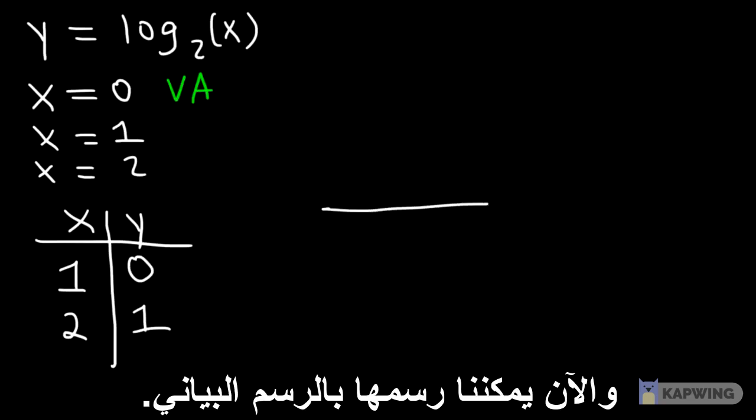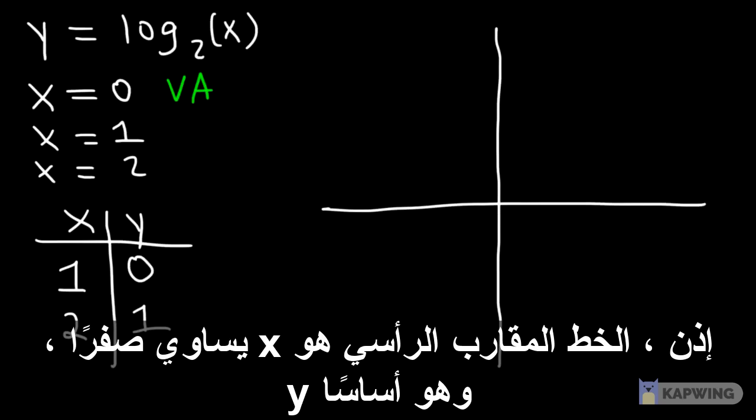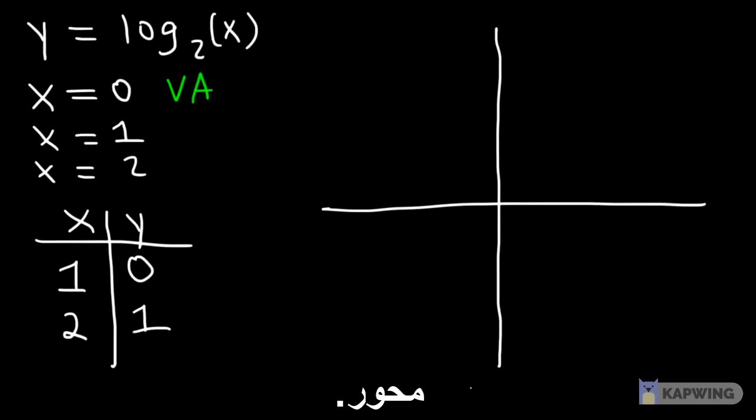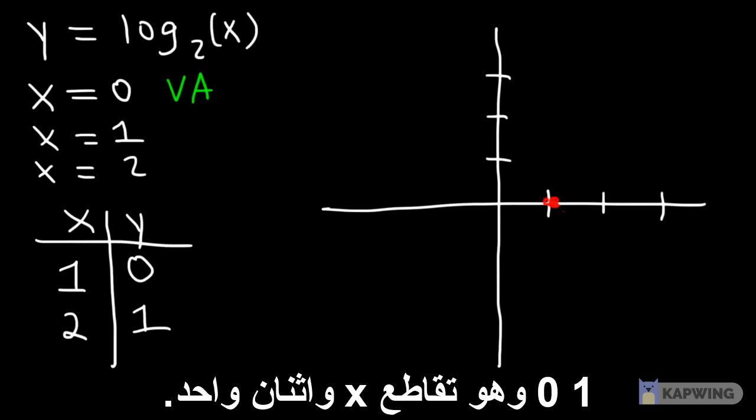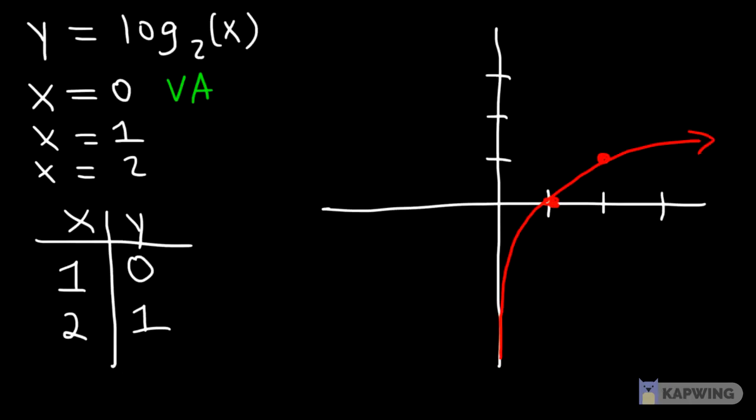So now we can graph it. The vertical asymptote is x equals 0, which is basically the y-axis. And now we have the points (1, 0), which is the x-intercept, and (2, 1). So we're going to start from the y-axis and follow those 2 points. And that's how you graph it.